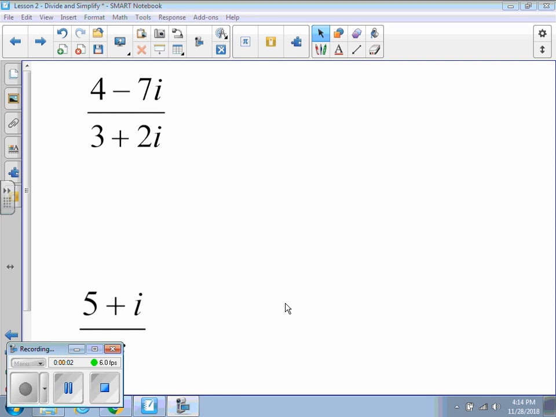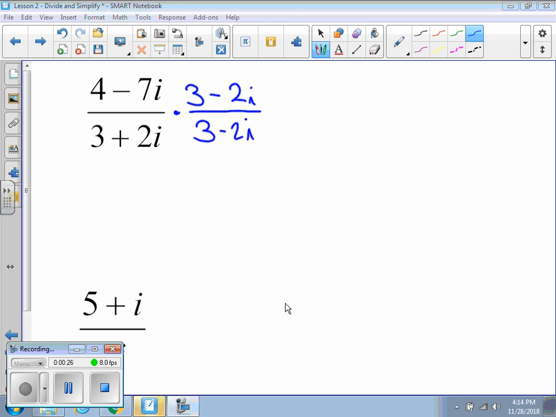All right, guys, so here's the second half of the dividing complex numbers video. We have two more examples on the back of that note sheet. So (4 minus 7i) over (3 plus 2i), we have to get rid of the i in the denominator, called rationalizing the denominator. So we're going to multiply by the conjugate of the denominator over the conjugate of the denominator.